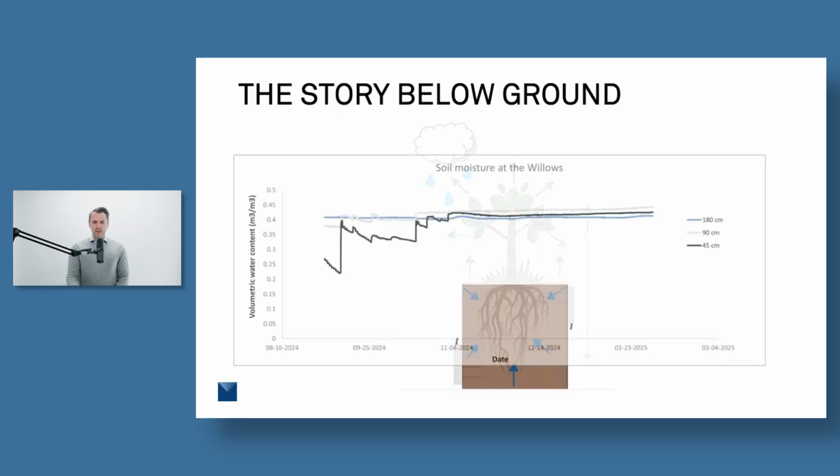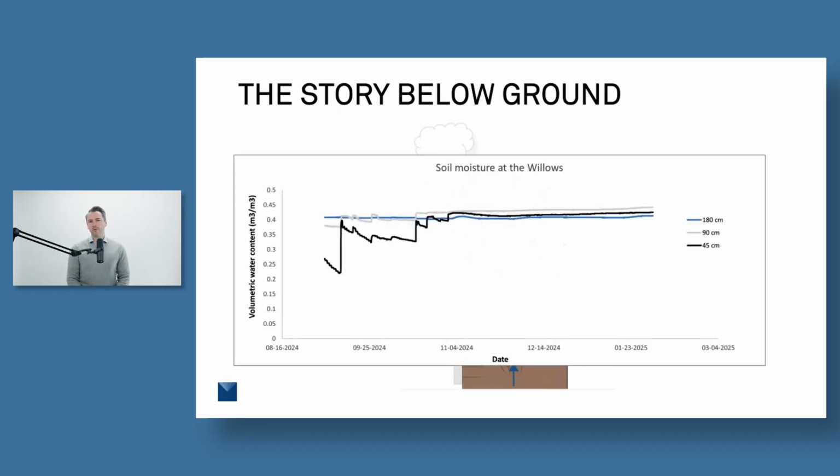So let's take a look at just a snapshot of what some of these soil moisture data can look like. If we just look at these by themselves, there's still a lot of information we can take from what the plant is interested in. So this is just a time series for the past 6 months of those 3 sensors I told you that we installed at the willows. On the y-axis is volumetric water content in meters cubed per meters cubed. So the way to read that is if you have a value of 0.4, that's equivalent to 40%. Your soil is 40% water, basically.